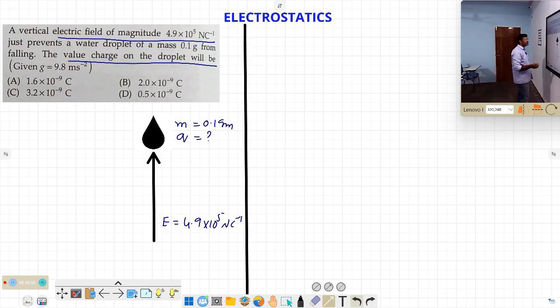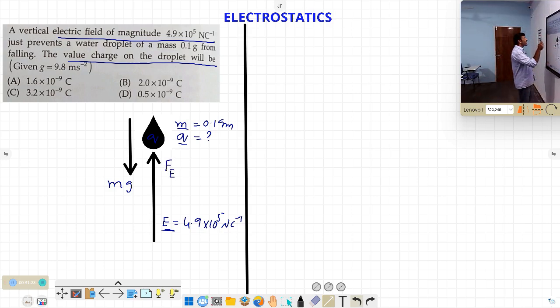So what is the concept here? The droplet will fall down under the influence of gravity, because it has mass, and the mass will be pulled by gravity, so there is a weight of the water droplet. Due to that it is trying to fall down. Now this water droplet contains a charge Q, so it is going to be repelled by this electric field. The electric field repels the positive charge, so it experiences an electrostatic force in the upward direction.